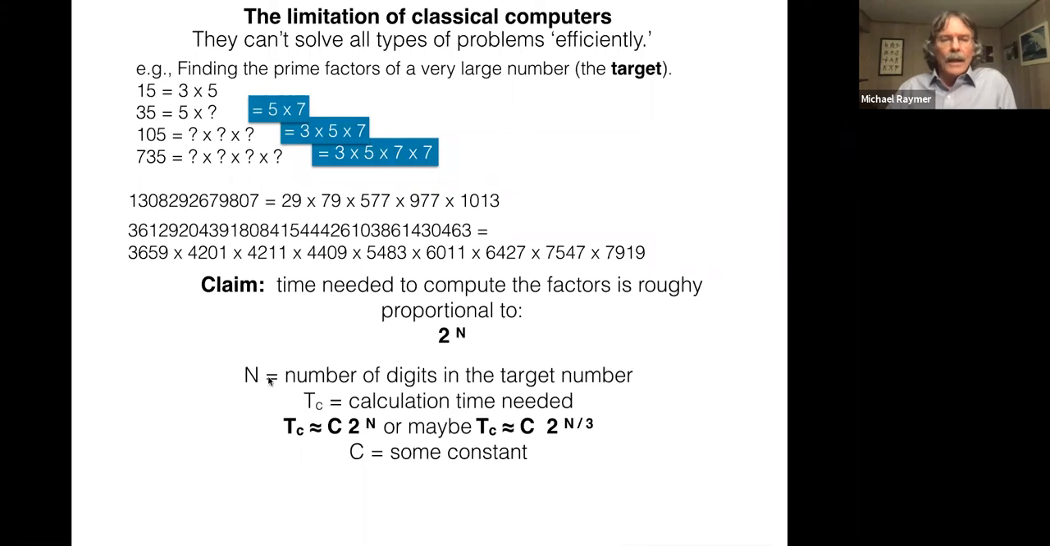So if a number has capital N number of digits, this is called the target number, the initial number, then it turns out you can show that the time of calculation that's needed to find all the prime factors is proportional to 2 raised to the power n. Turns out it's actually closer to 2 raised to the power n divided by 3, as I'm going to demonstrate. And now there's multiplied by some constant C, and the value of C depends on how fast your computer is. You know, how many megaflops can it do per second? And what algorithm are you using? So it's just a constant factor. But the important thing is, how does it scale? It scales exponentially with the number of digits in the target number.